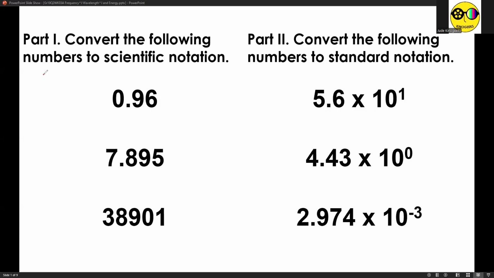Number 1: 0.96. Our goal is to always move the decimal point to after the first non-zero digit, so in this case it must be between 9 and 6. Therefore, our coefficient is 9.6, and then we write times 10. 0.96 is a number less than 1, so I classify it as a very small number. We move the decimal point one place to the right, but since it is a very small number, the exponent must be negative.